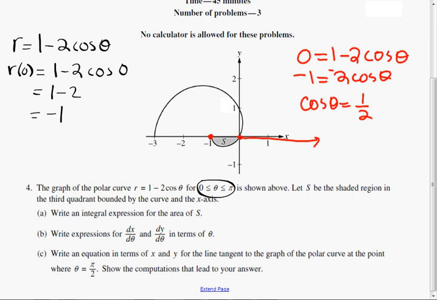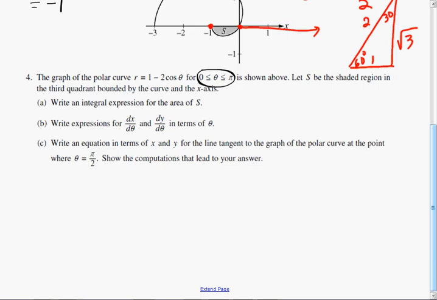And I'm going to draw my triangle. And this is 30 degrees. This is 2. This is 1. This is square root of 3. What's my theta? 60. So it's pi over 3. Did you guys see that? Because you're going to get a point for that.